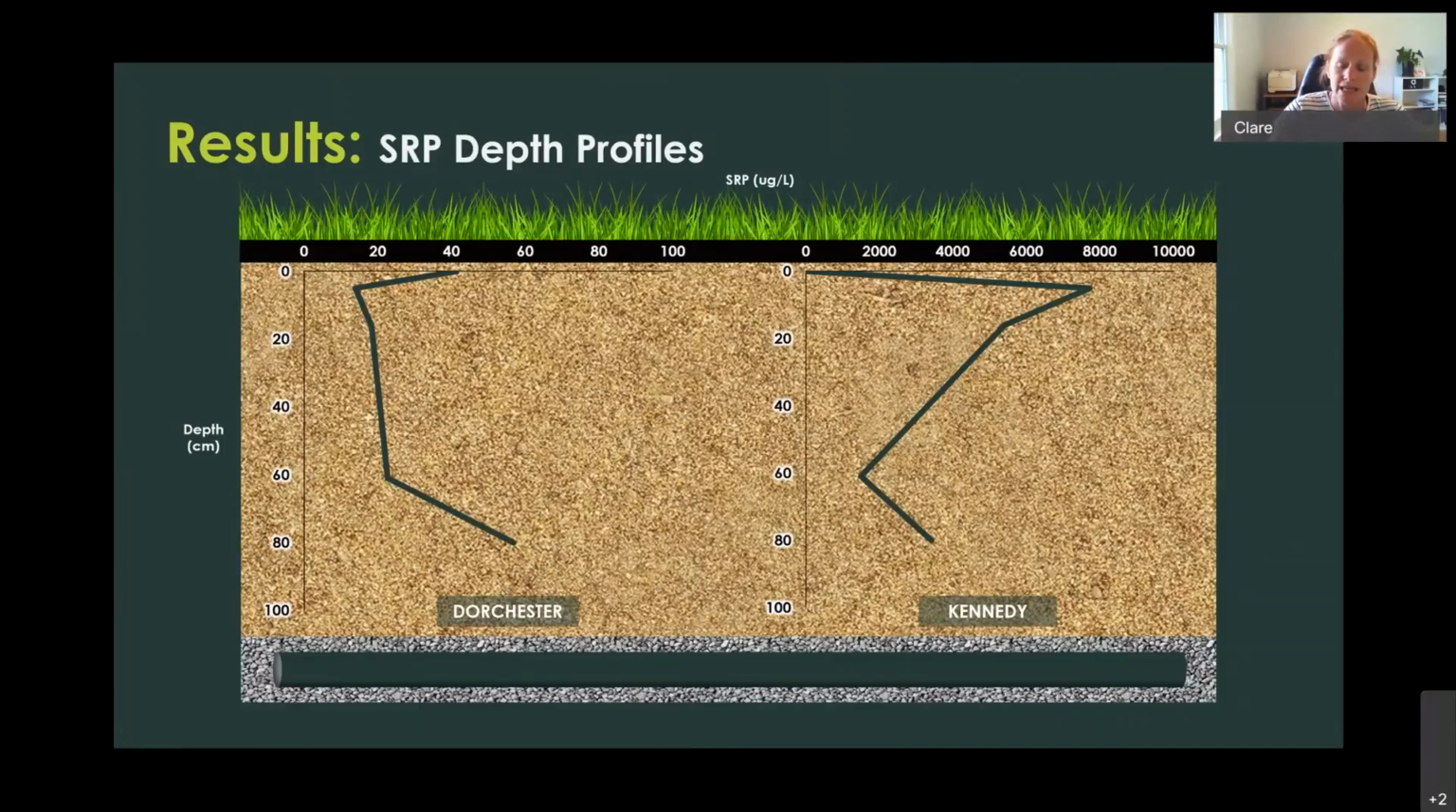We can also see, importantly, for the Kennedy system, our failing system, how the large SRP release actually occurred within the top 10 centimeters. And this shows the importance of understanding what's happening on the surface of these systems, whether you're applying topsoil or mulch, or what the infiltration capacity is, as this can govern the overall net performance of the systems.